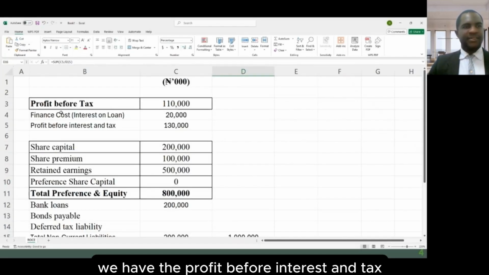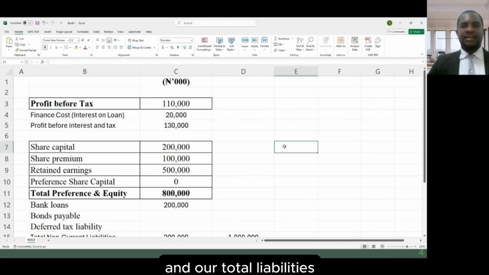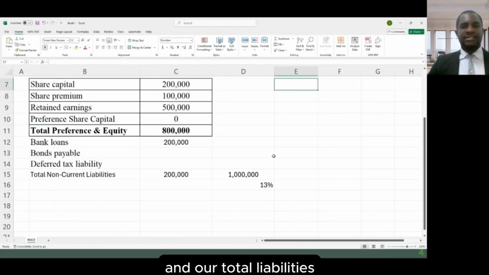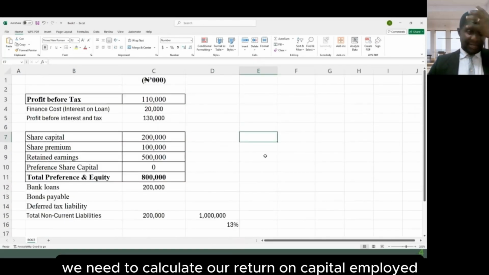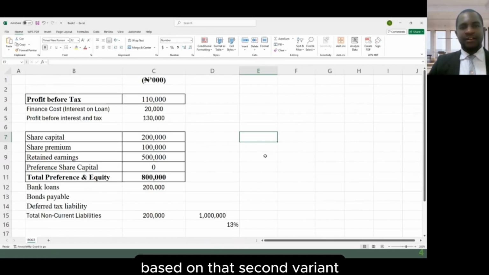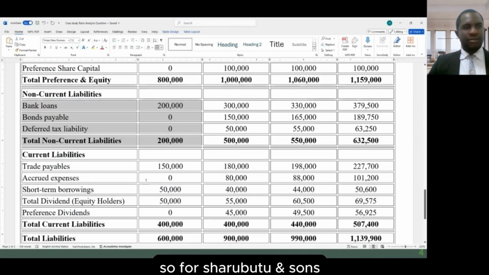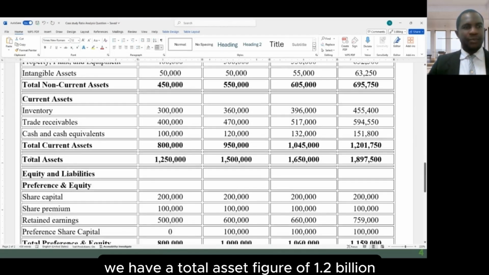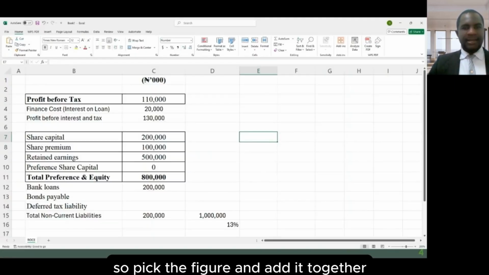So still we have the profit before interest and tax. So we just get our total assets and our current liabilities to get the figure we need to calculate our return on capital employed based on that second variant. So let's go. For Sharubutu and Sons, we have a total asset figure of 1.2 billion. So pick the figure and add it together.